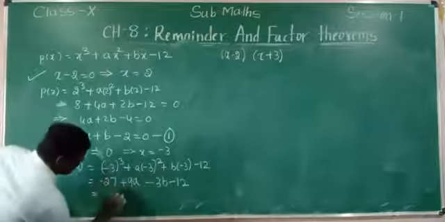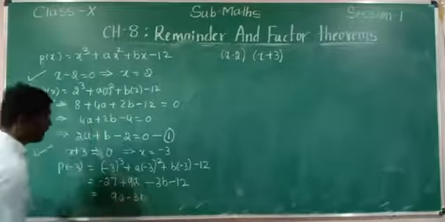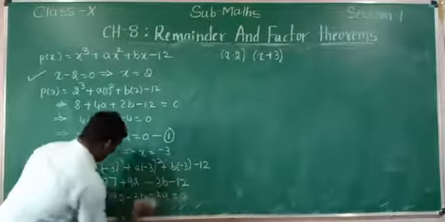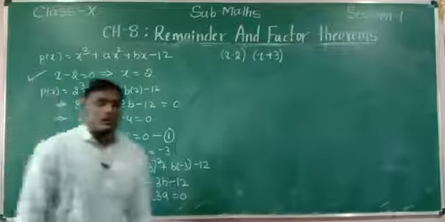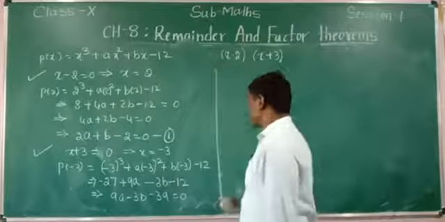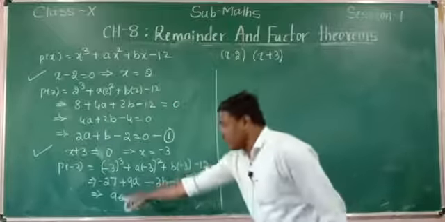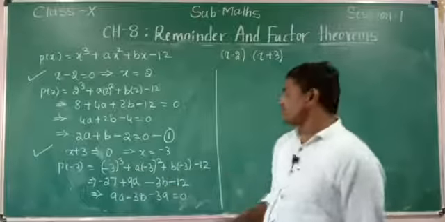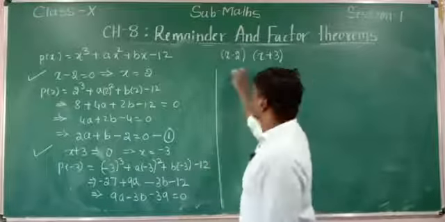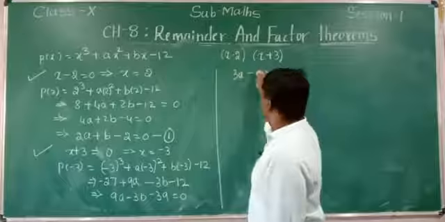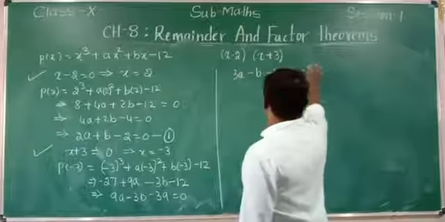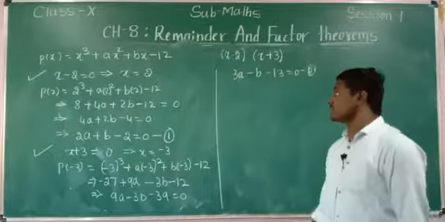Here 9a minus 3b minus 27 minus 12 minus 39, which is equal to 0, because x plus 3 is also one of the factors of the given expression. Okay, so 9, 3 and 39 are multiples of 3. Just divide the whole expression by 3. You will get the reduced form of the equation as 3a minus b minus 13, which is equal to 0. Consider this expression as 2.